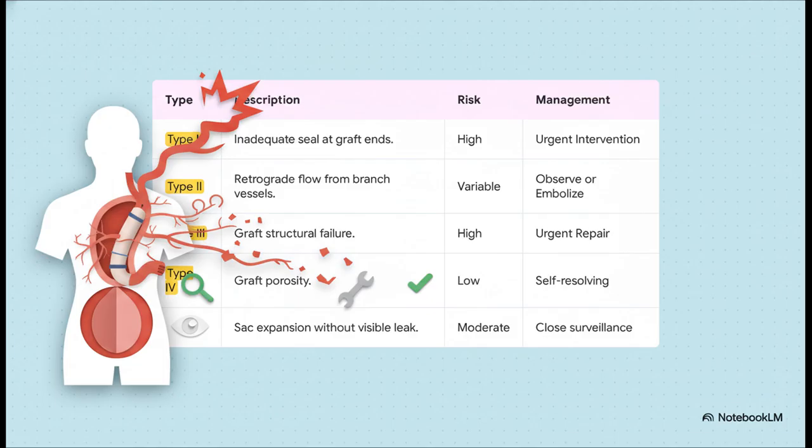Types I and III are the really bad ones. They are high-pressure leaks that are directly repressurizing the aneurysm sac, which means the rupture risk is back. They need to be fixed, and urgently. In contrast, a type 2 leak, which is the most common, is a low-pressure, slow, retrograde flow from a little lumbar artery. Most of the time, those are just watched unless the sac starts to grow. Understanding that difference is absolutely key.